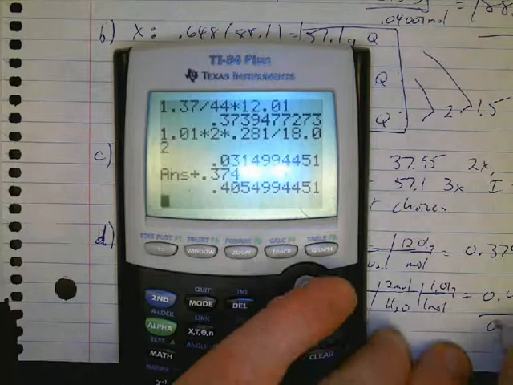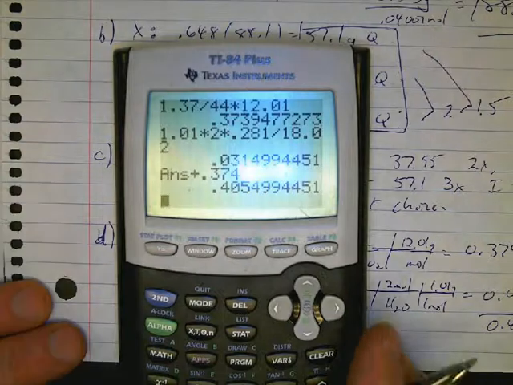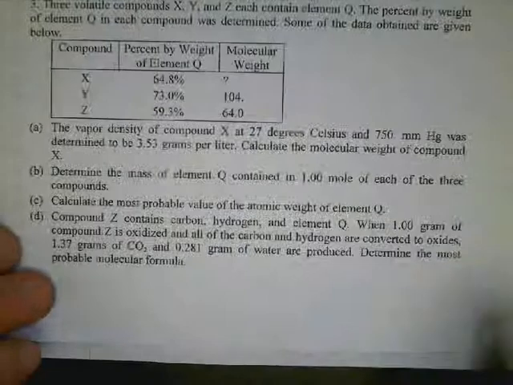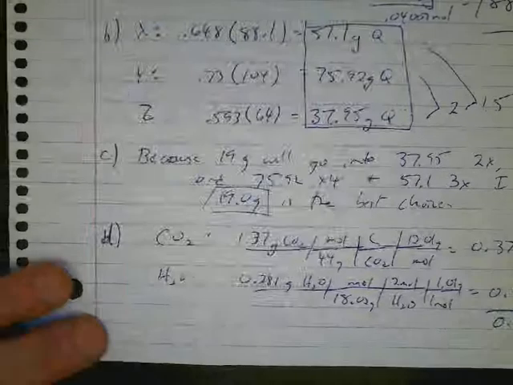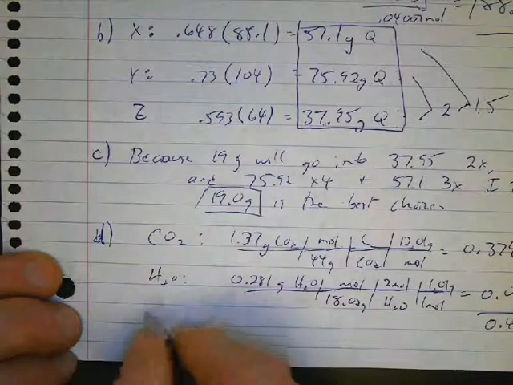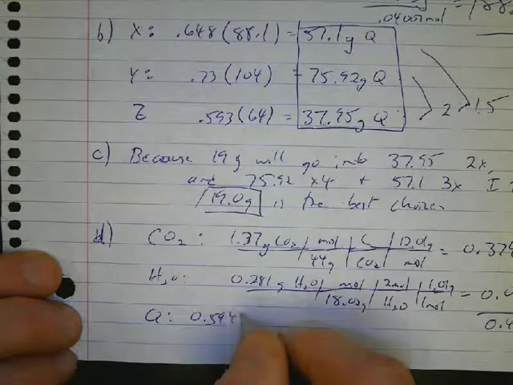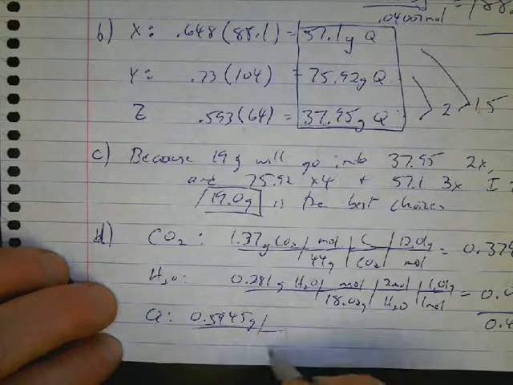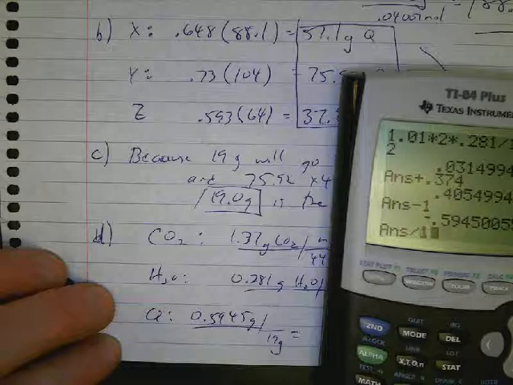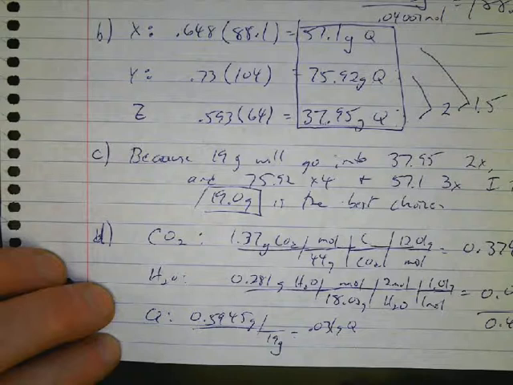0.405 grams of those 2 together, and then I also know that the amount of the whole compound, read the given, is 1 gram. So I know that the rest of it is 0.595 grams. So Q, 0.5945 grams. Take the molar mass of Q, which I thought was 19, so I divide that, and I get 0.031 moles of Q.